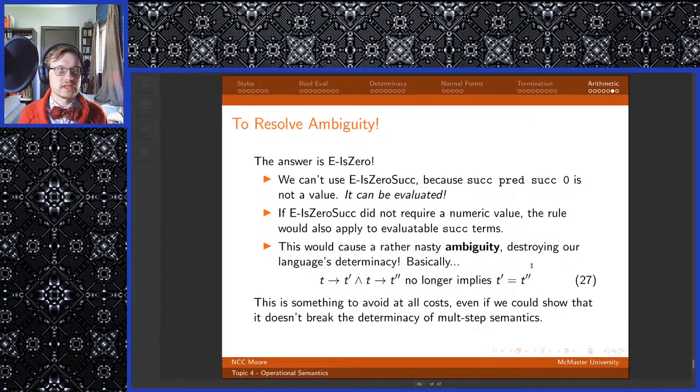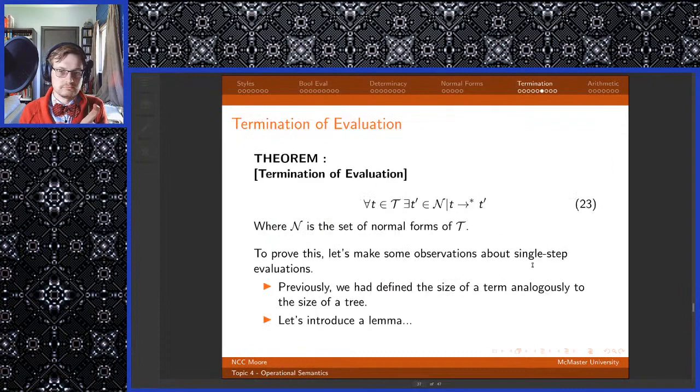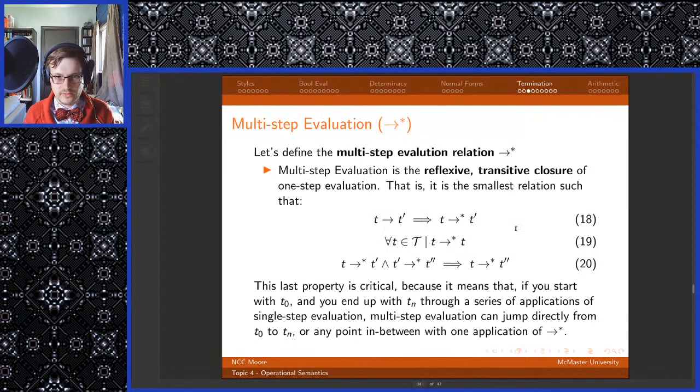The Coles Notes version is, now that we have a single-step evaluation relation, we can also define a multi-step evaluation relation. We write it arrow star. If you take the transitive closure of the evaluation relation, you end up with a multi-step evaluation relation.